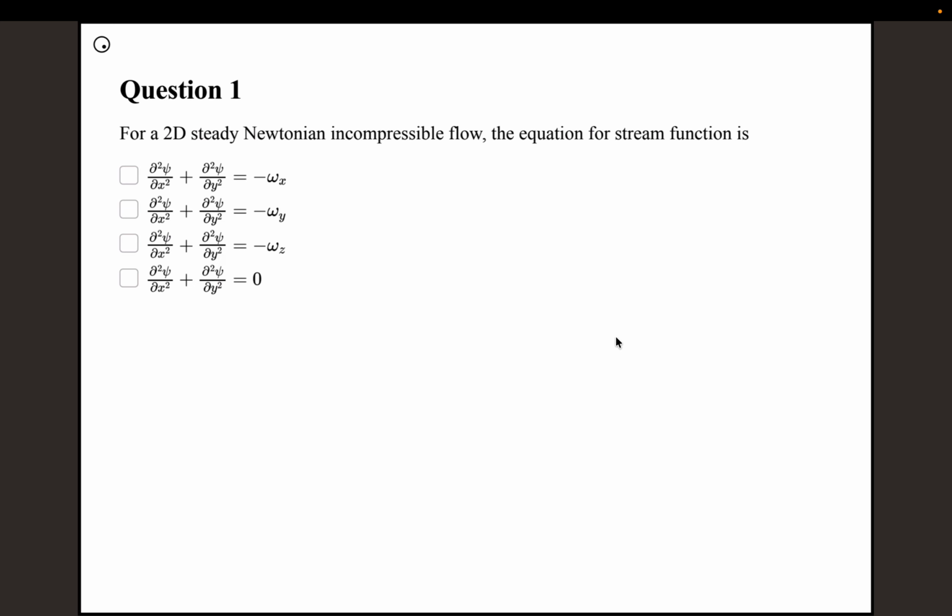So for a 2D study, Newtonian incompressible flow, the equation for the stream function, this we have just discussed. The omega that we are talking about is del v del x minus del u del y. In general, omega is a vector which has x, y, z components. So this particular omega will be along the z direction, out of the plane that we are considering. Again, this particular formulation is only for 2D cases. For a 2D case, this omega will be pointing towards the outward normal of that particular plane that we are looking at. Extending this to 3D is a little complicated.